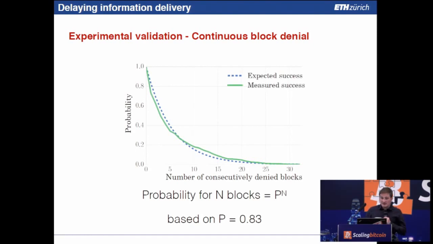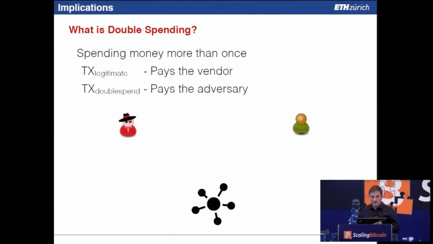And our measured success, so what we actually measured in the network, is this one. So they're pretty much equivalent, right? This means we can deny 5 consecutive blocks with about 40% probability. It's quite an amount of time. Okay, so what's the impact? I mean, why should we care, right?